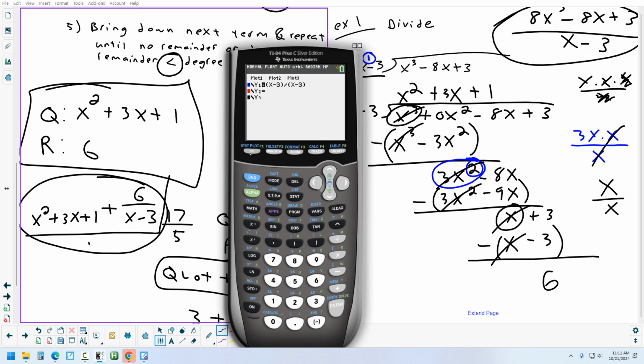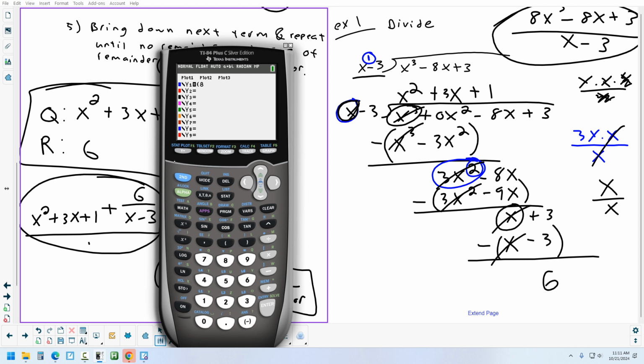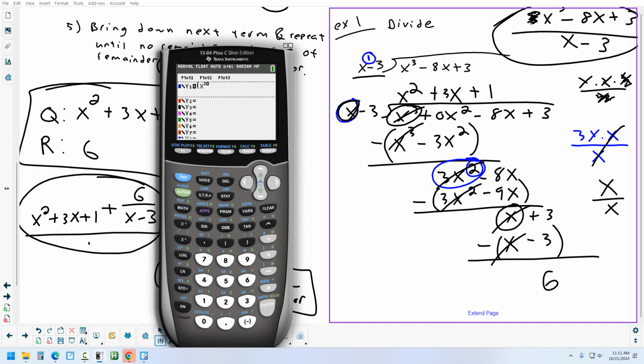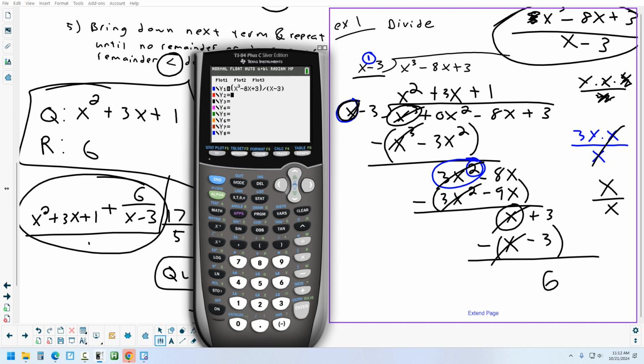When you type it in, you just need parentheses because both numerator and denominator are polynomials. So we got x raised to the third. I don't know why I put this 8 here. I'm not sure where I got that from. So x to the third minus 8x plus 3, and then divide by x minus 3. Okay, that's the original problem. And the answer that I think is x squared plus 3x plus 1 plus, in parentheses, 6 divided by x minus 3. That's how I would type in our answer.